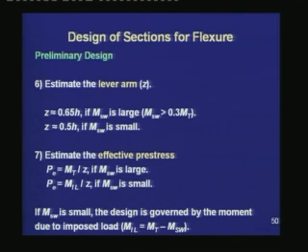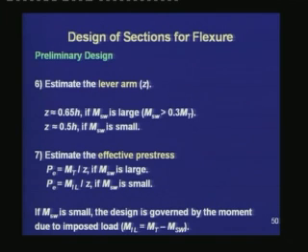The lever arm Z is roughly equal to 0.65 times H if MSW is large. That means if the self-weight moment is, say, greater than 30% of the total moment, then the design is governed by a lever arm which is roughly equal to 65% of the total height of the beam. If MSW is small, then the lever arm can be taken as half of the total depth.